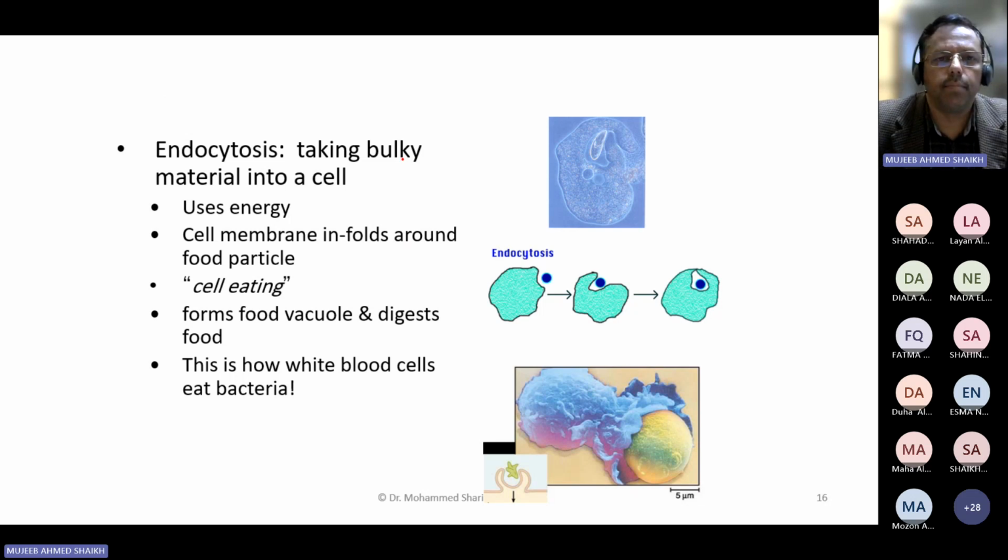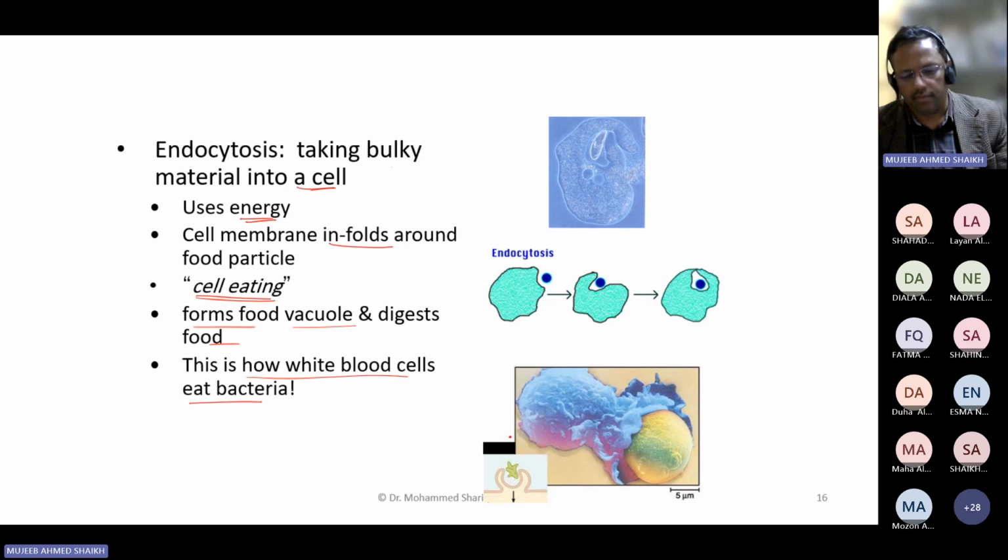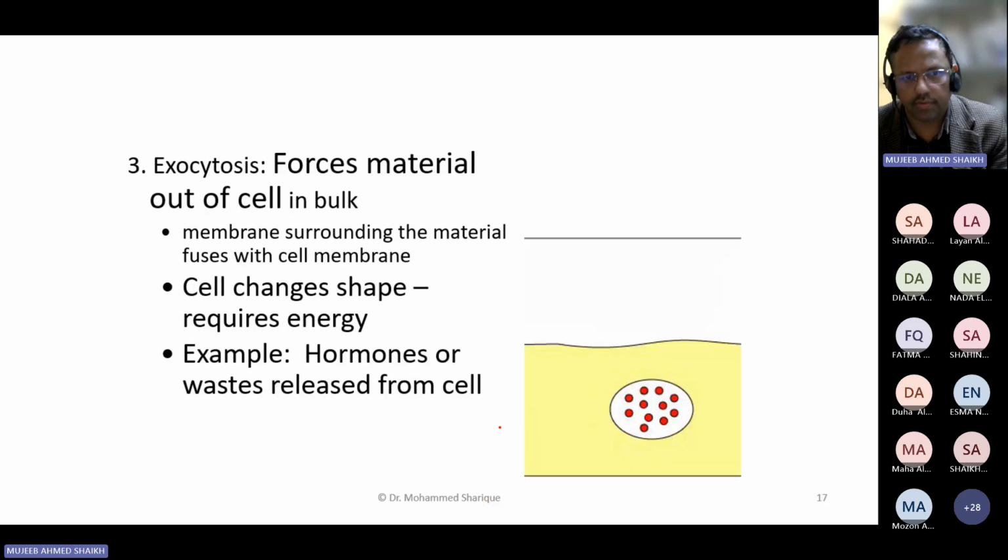So here the examples are given. Endocytosis: taking bulky material into the cell, uses energy. The cell membrane will enfold around and then take it inside. This is cell eating. It forms food vacuoles and digests the food. This is how the white blood cells eat the bacteria. This is the white blood cell and this is the bacteria which will be engulfed by it and then broken down into pieces. This is endocytosis.